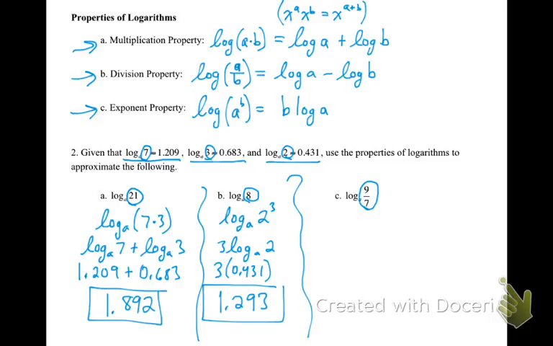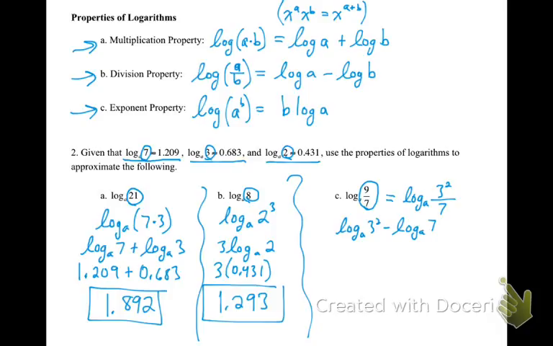In this last example, we've got to find some way of rewriting the 9/7 as a product, division, or exponent involving the 7, 3, or the 2. Well, clearly in the bottom we're going to have 7, but 9 can be 3 squared. So I'm going to rewrite this as log base a of 3 squared over 7. I'm going to be applying both the division property as well as the exponent property. Let's do the division property first. So this becomes log base a of 3 squared minus log base a of 7.